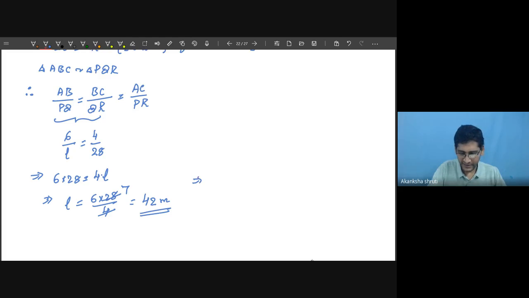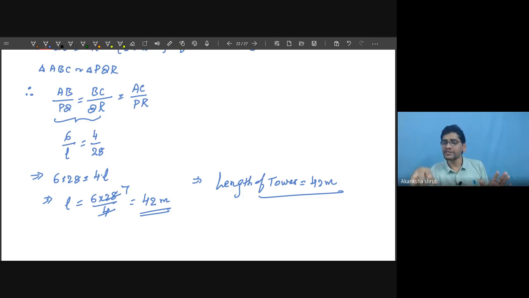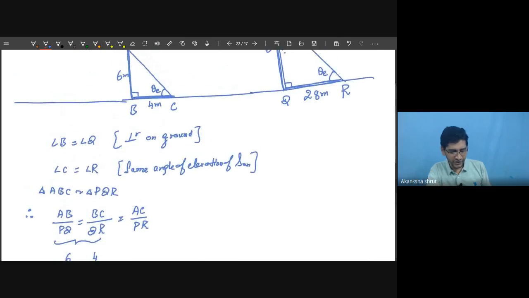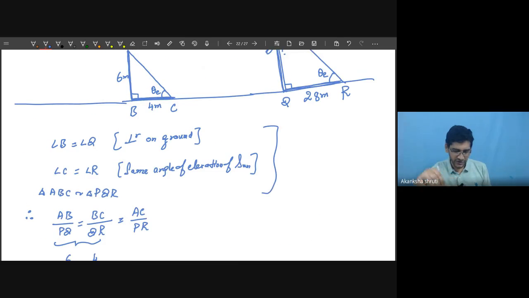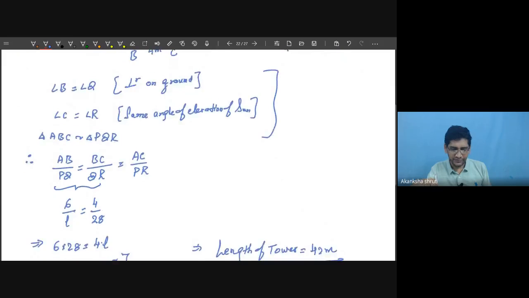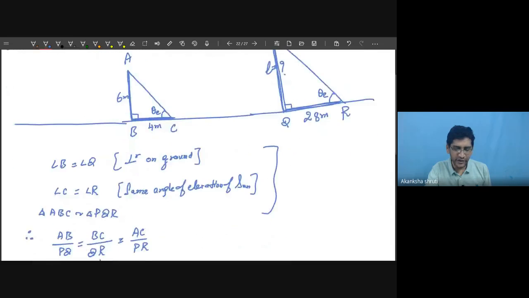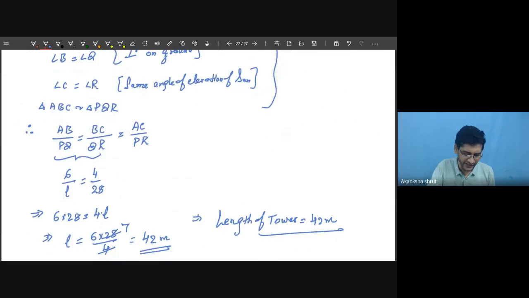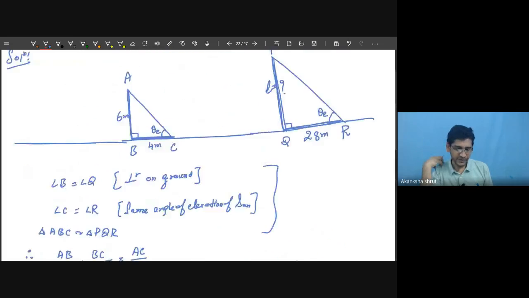So this implies the length of the tower is 42 meters. Okay, students. So this is how the MCQs or smaller questions are framed. If it is asked for 4 marks, then you may need to write this part also. But if it is asked in MCQs, then you just recall in your mind, write the side ratio directly and you can calculate the length. Okay, so it is very easy.